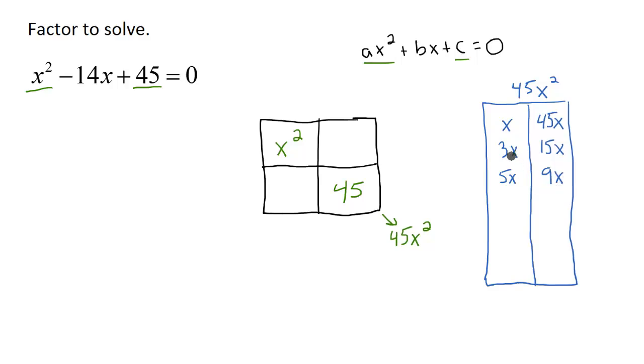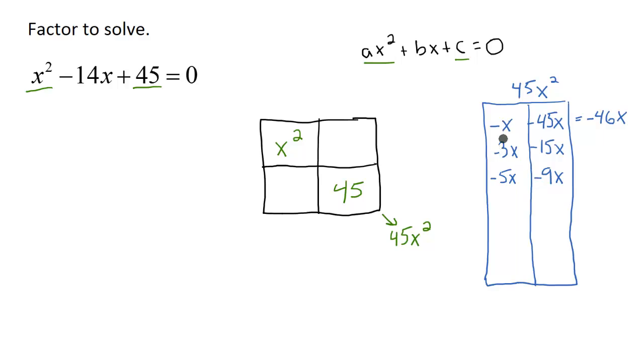Now, remember that I need these two terms here to also add up to be a negative 14x here. So I'm going to have to make both of these terms negative because a negative times a negative gives me a positive, but then a negative plus another negative will give me this negative number that I'm looking for. So a negative x plus a negative 45x is going to be negative 46x, which is not the number I'm looking for. This has to be a negative and a negative.